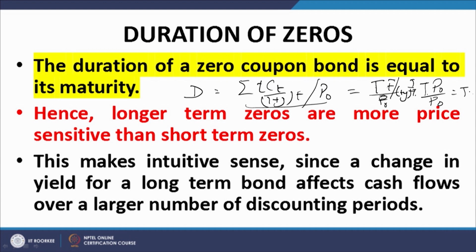The mathematics says that longer the maturity, longer the duration, longer is the sensitivity of the bond to changes in interest rates, and as far as the finance is concerned, longer maturity means larger number of periods of discounting. So, if the interest rate changes, the impact is magnified.